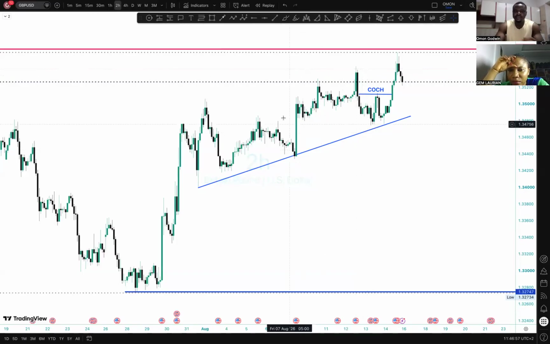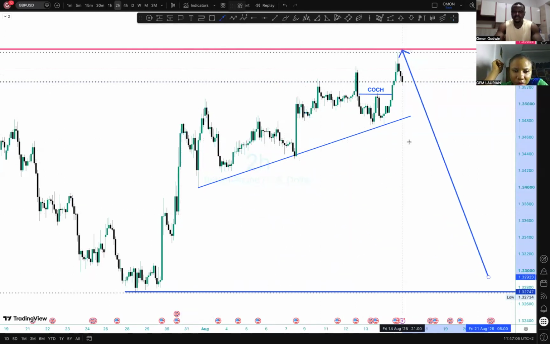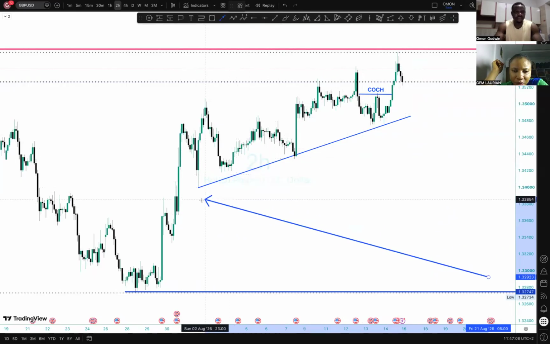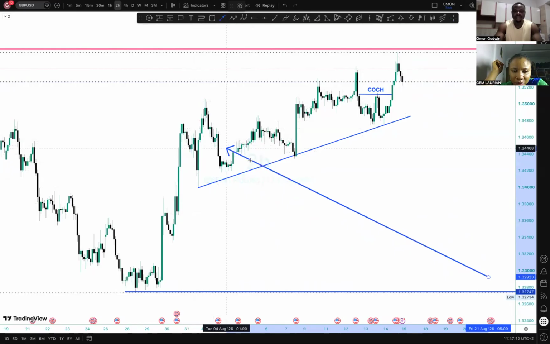And another thing inside this zone is this area right here. You see this area right here? I love it. The reason why is this market was forming, I forgot what they call this setup.